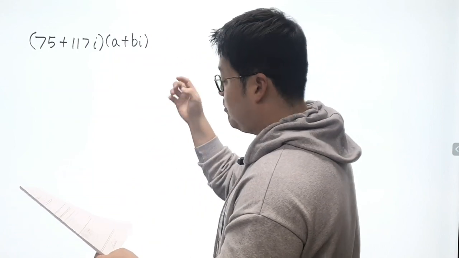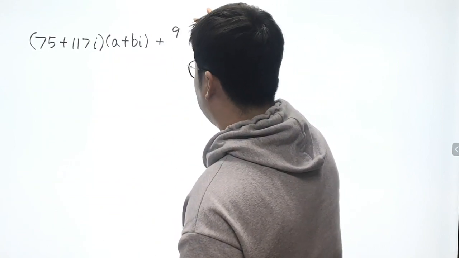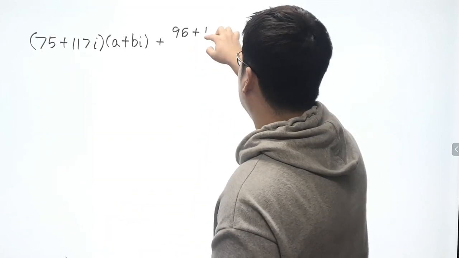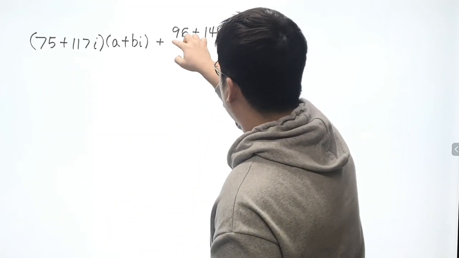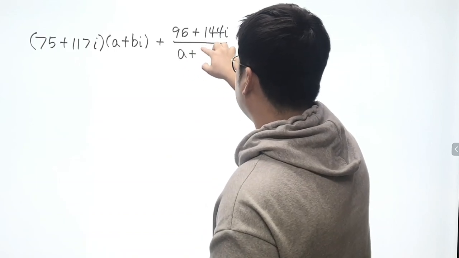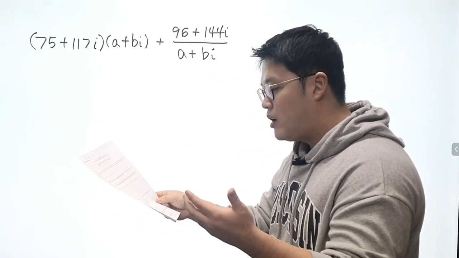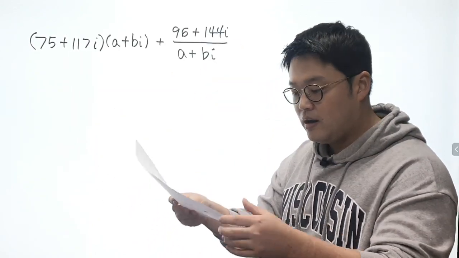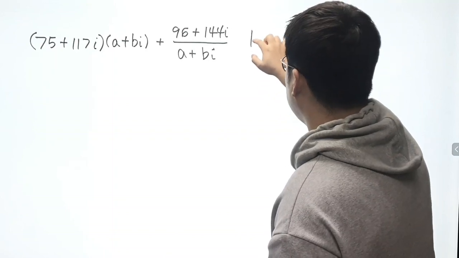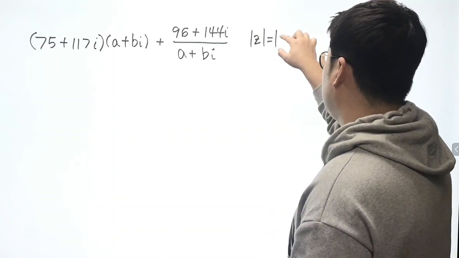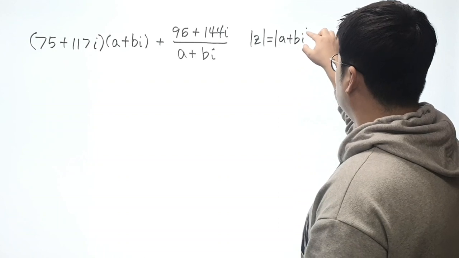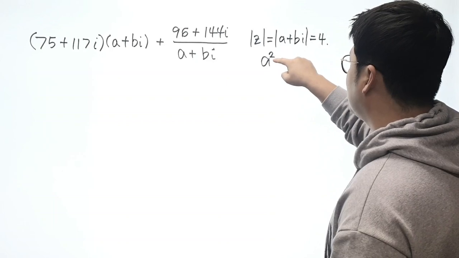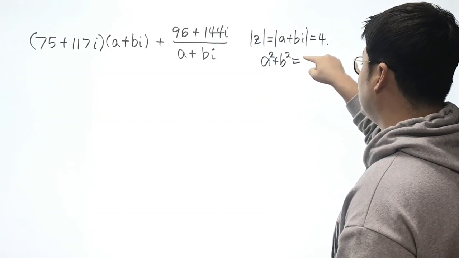And this would be, in fact, a classic example of Cauchy-Schwarz. Plus (96 + 144i) divided by z, which is a + bi. Okay, and I need to find the largest possible real part of this expression where the absolute value of z, which is the absolute value of a + bi, is supposed to be 4. All right, so I know that a squared plus b squared is supposed to be 16 for sure.